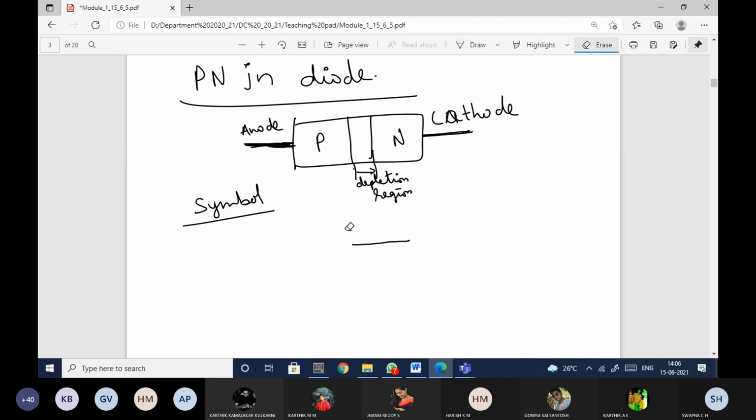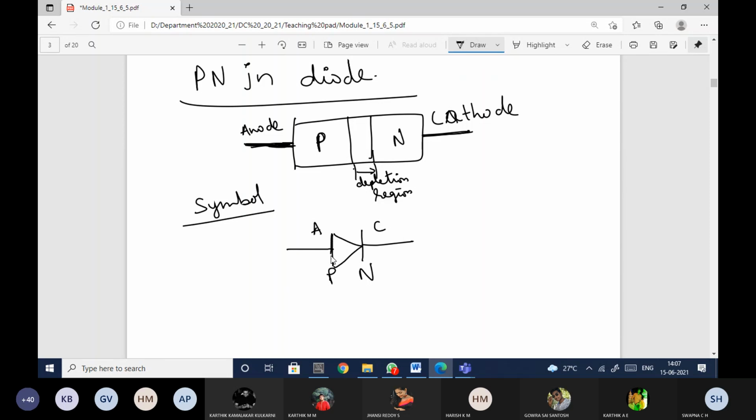Okay, let me just draw it again. This is the symbol for your PN junction diode, and these are the leads. So this is your anode and this is your cathode. This side is anode and this side is cathode. Anode is connected to the p-type material, so this is your P and this is your N. So this is the symbol of your PN junction diode. How it works, I'll explain to you, don't worry, but let me make you clear with the terminology.